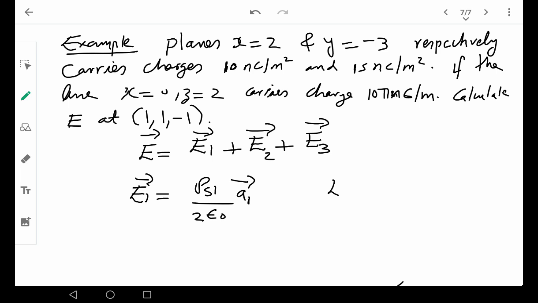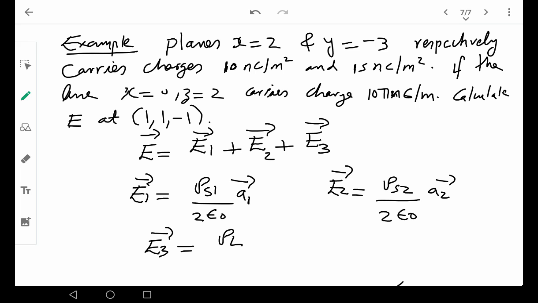Similarly, you can write E2 equal to rho S2 divided by 2 epsilon 0 A2. I don't know the direction of A2. And E3, because it is due to a line charge, you can write as rho L divided by 2 pi epsilon 0 rho, A rho. So we have to find out what A1, A2, A rho are. Now you see how these three things are there.